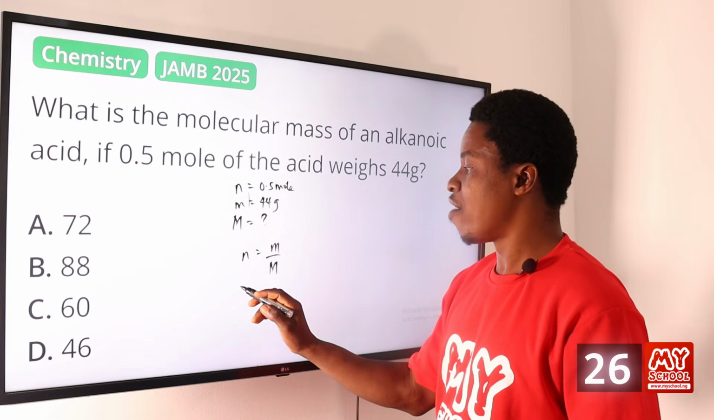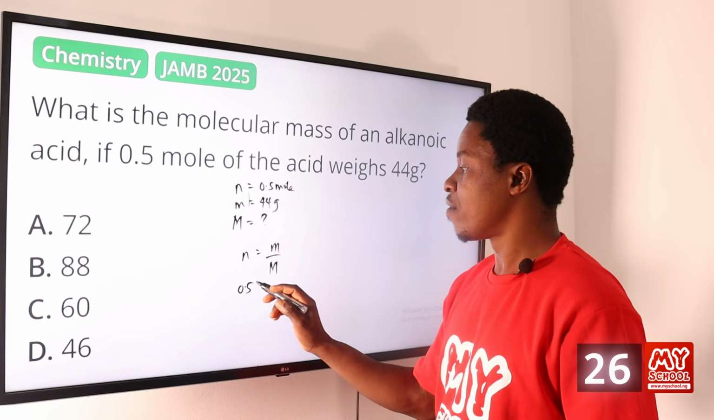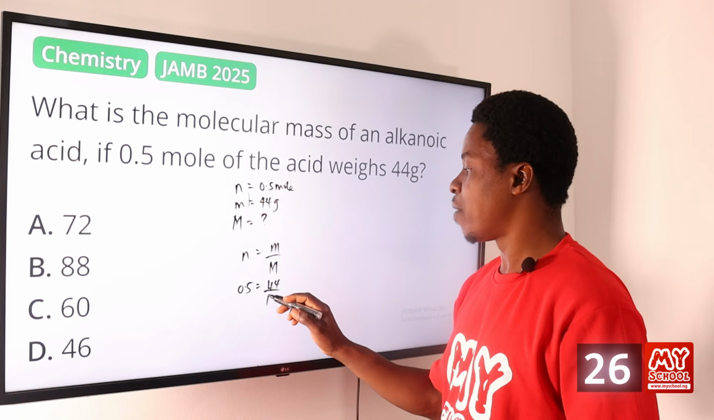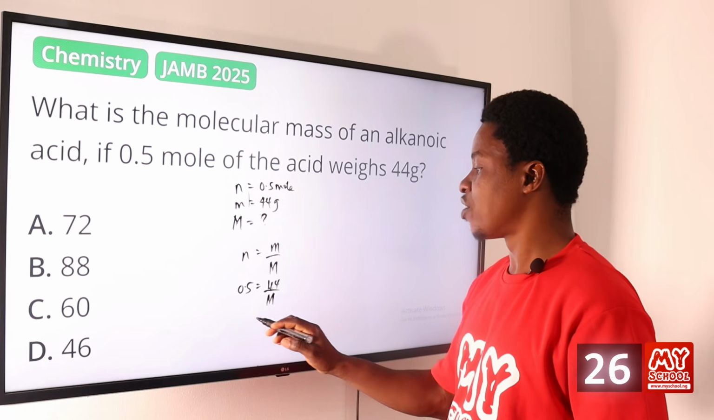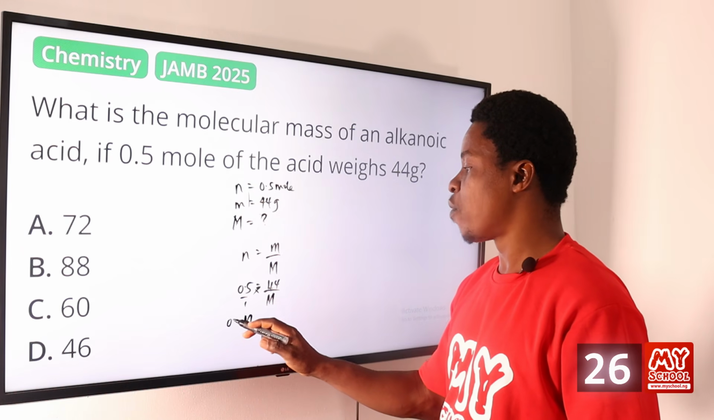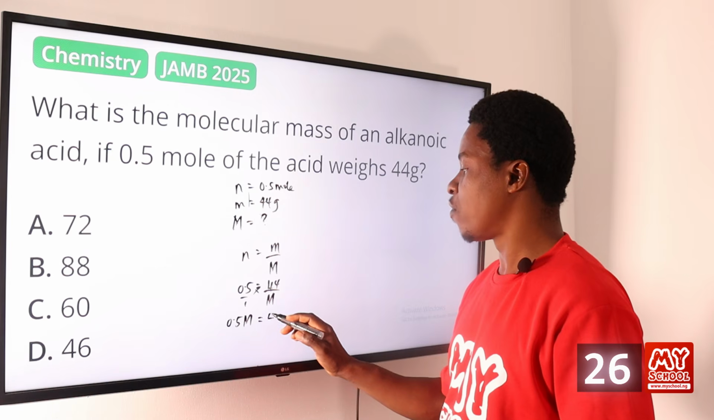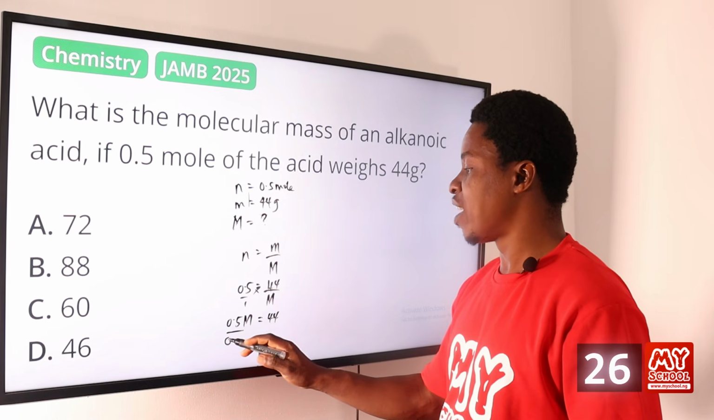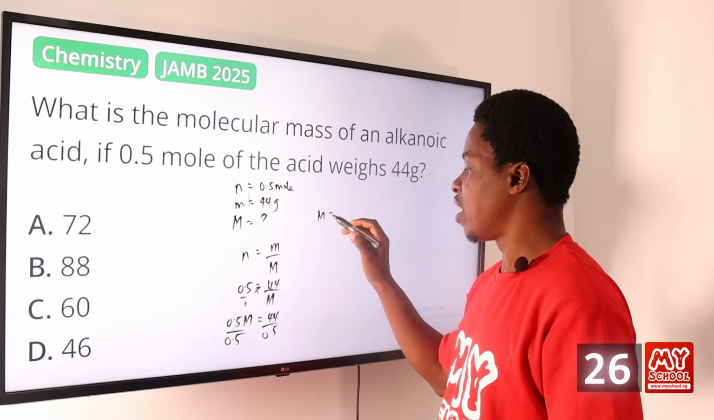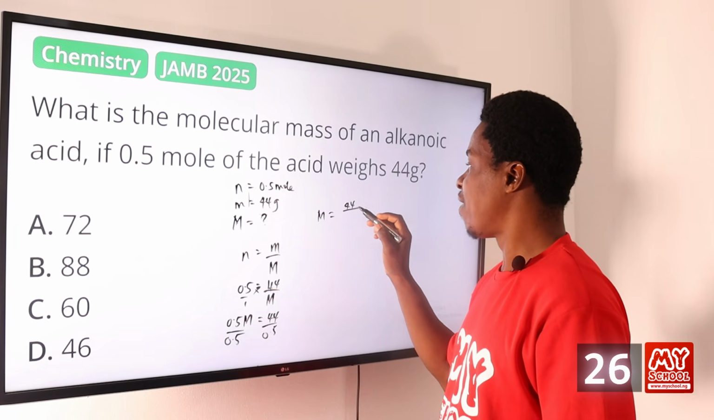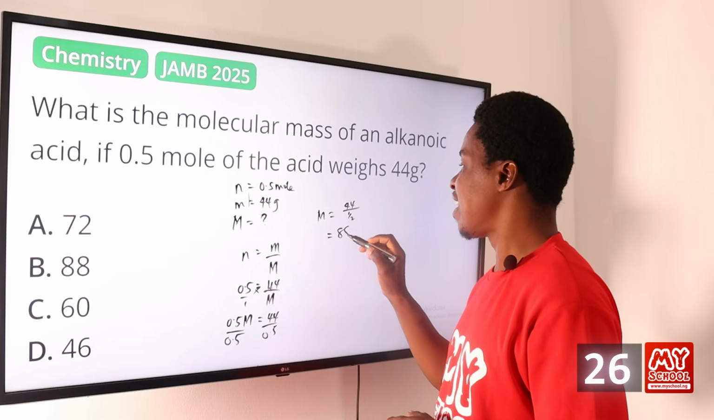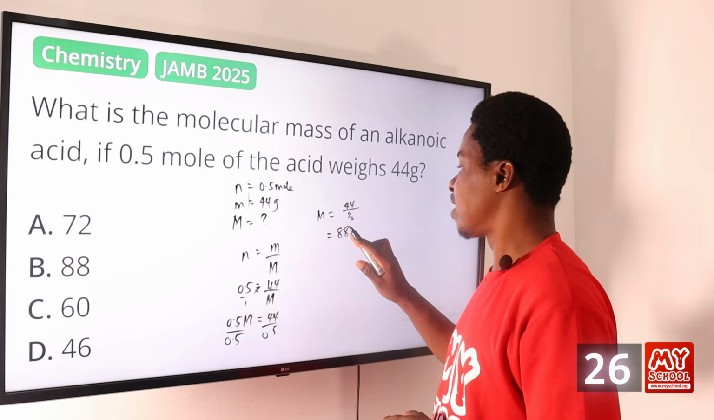So we're given number of moles already to be 0.5, and our mass was given to be 44, divided by the molecular mass, which is the molar mass here, so which means M. If we make this over 1 and cross multiply, that will be 0.5 M equals 44. When you divide both sides by 0.5, M will be equal to 44 divided by 0.5. Of course, that's divided by half, okay? So that gives us 88 grams per mole, okay?